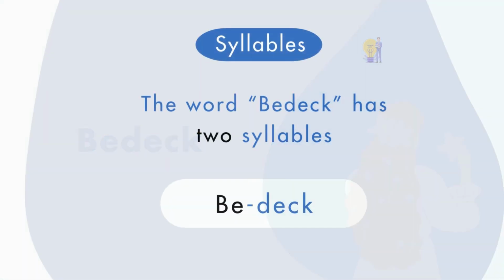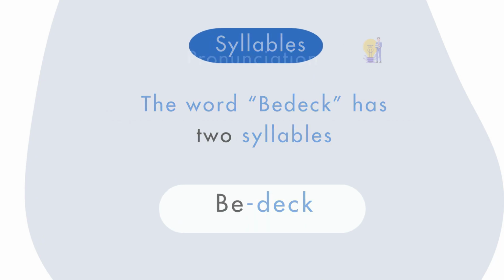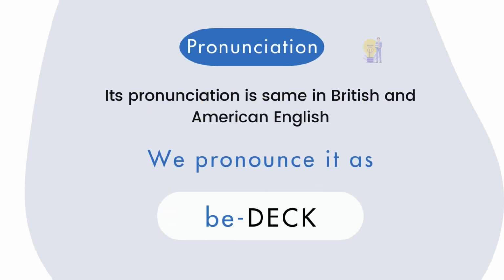Bedeck. Bedeck has 2 syllables and we pronounce it as Bedeck.